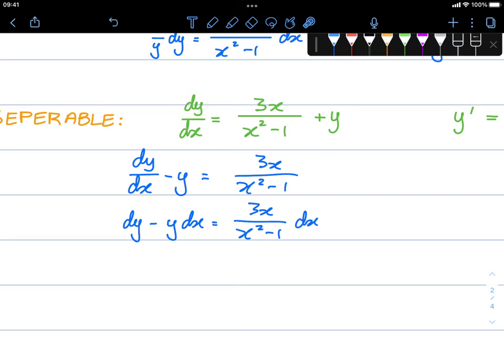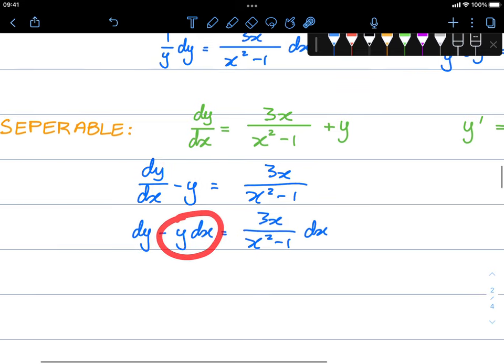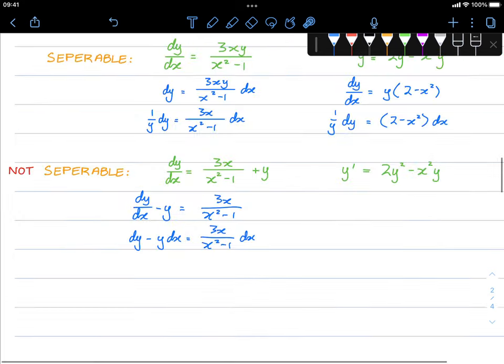Now, no matter what you try and do, these two can never be separated. Okay, so we could move this along here. If you try and factor out y, that's actually not possible because we have to treat dy as one variable. You cannot factor y from this. So this is not separable.